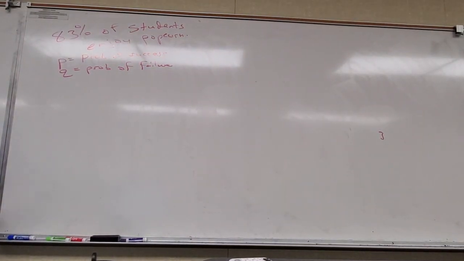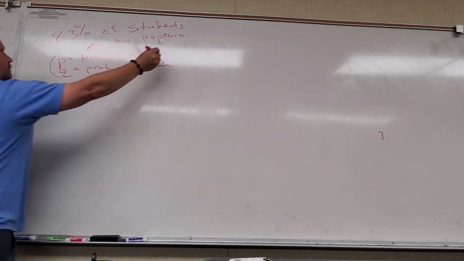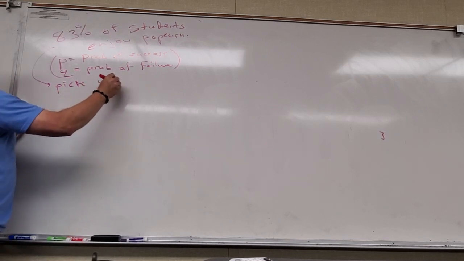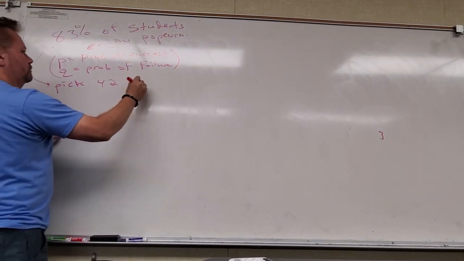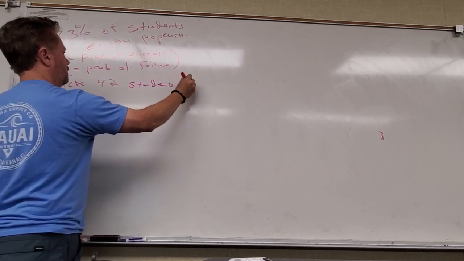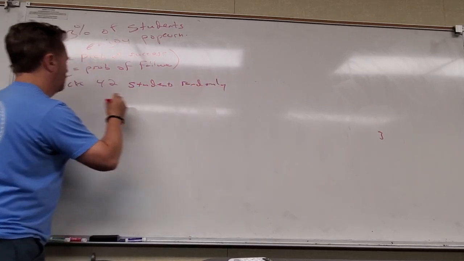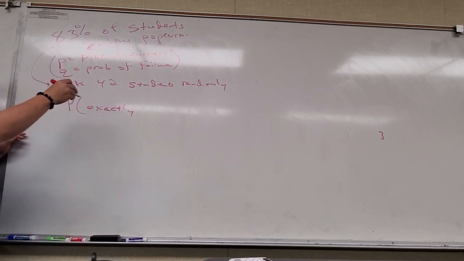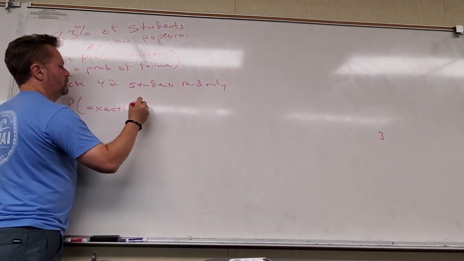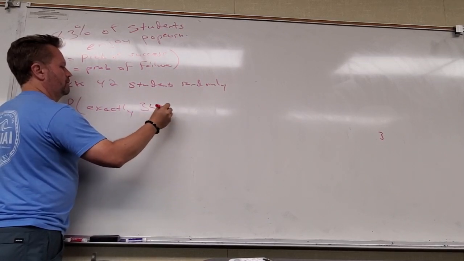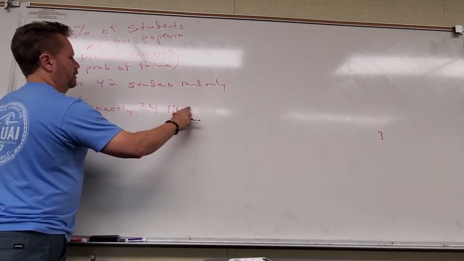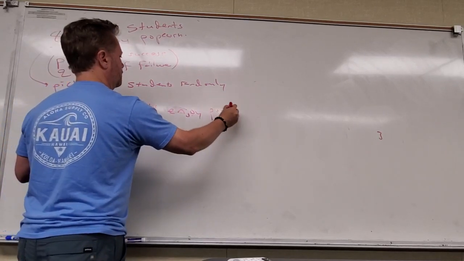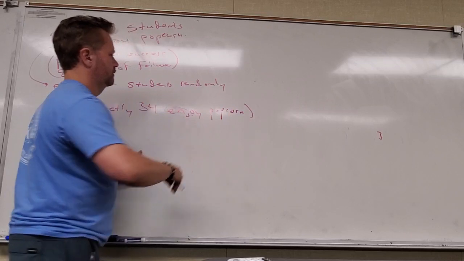So let's say from this situation we pick 42 students randomly, right? And I want to know the probability that exactly, what do you got, Jeff? Let's say 34 of them enjoy popcorn.